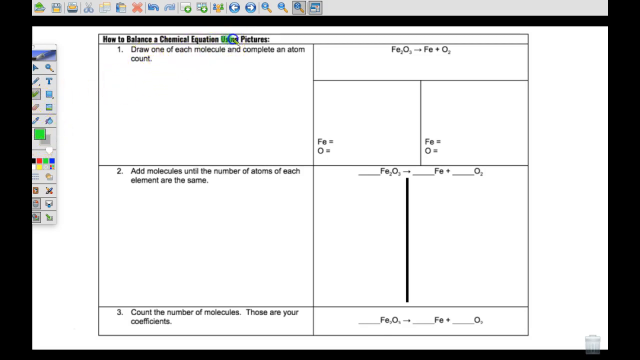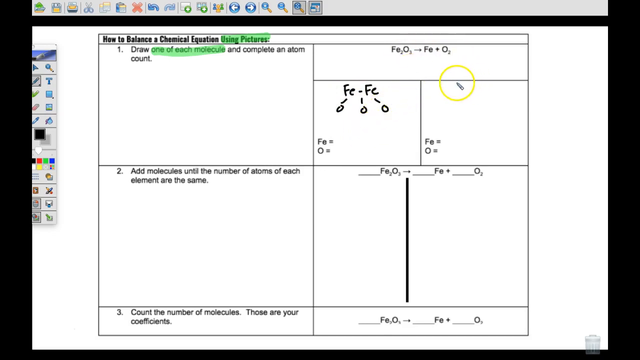If we're going to use pictures, here's a process you can take. The first is that you're going to draw one of each molecule and complete an initial atom count. So if I'm looking at Fe2O3, there's no plus signs, and all the letters are touching, which means all of these are bonded together. So I have 2 atoms of Fe, or iron, attached to 3 atoms of oxygen.